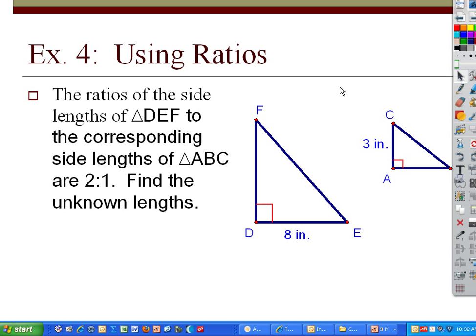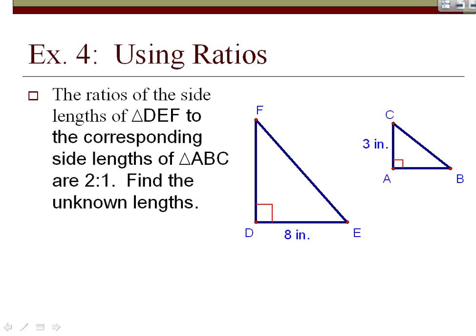Now, how are we going to find the unknown lengths? You divide, since the bigger triangle is twice the size of the small. So what's that one got to be? It's got to be 4, because the ratio 8 to 4 has to be 2 to 1. What's this one have to be? 6, okay. 6 to 3.